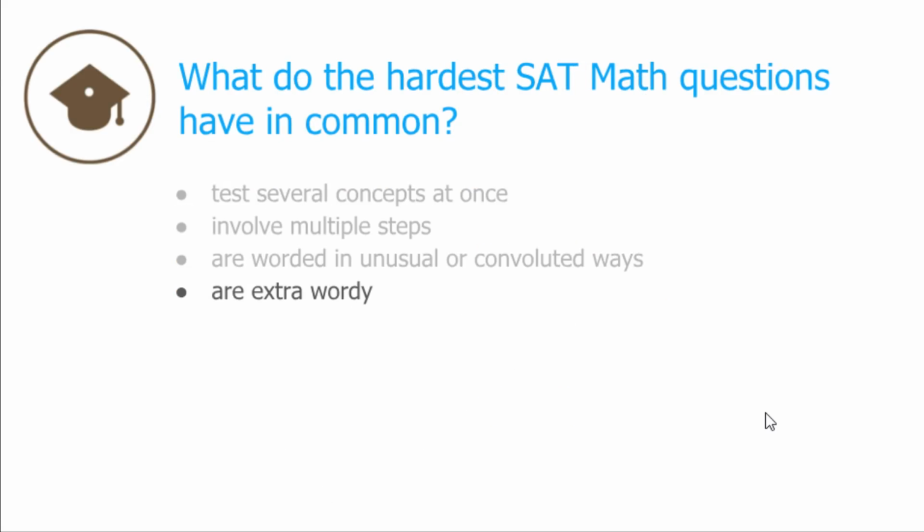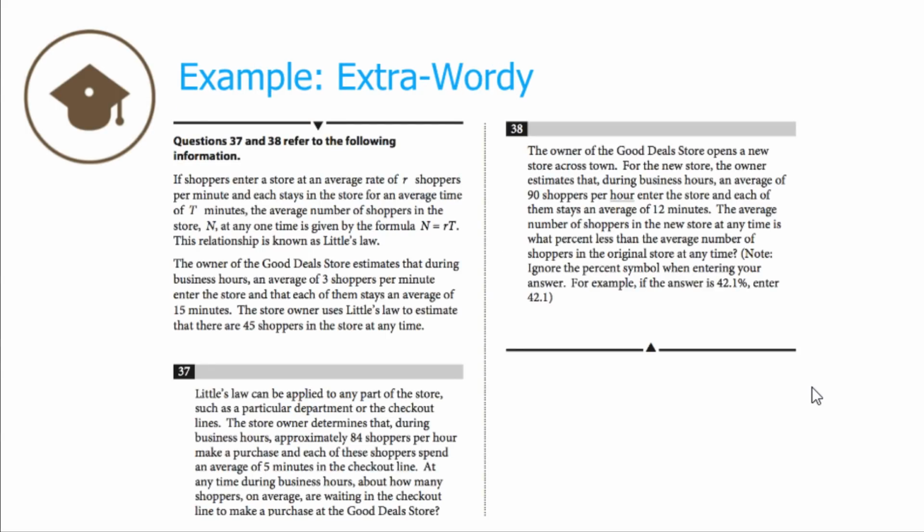Kind of related to this last problem, the hardest SAT math questions are often very wordy. If we thought the last one was long, take a look at this one. This is technically 2 problems, but this is a lot of information for 2 problems. This information goes with both 37 and 38. This is 37. This is 38.